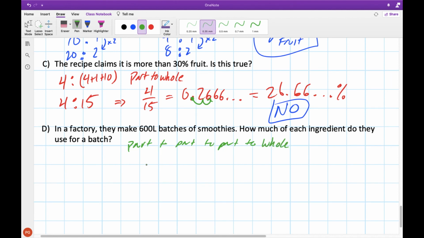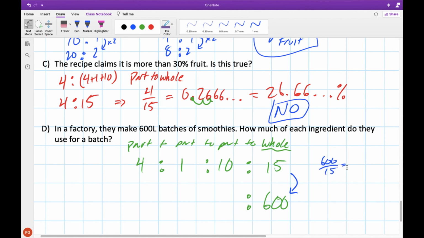So we're going to take our original 3-part ratio, 4 to 1 to 10, and we're going to add one extra part, that's our whole. So this would be 4 plus 1 plus 10, which is 15. So we're comparing each part to the whole. Now what we would like is that this whole is equal to 600, right? We want 600 liter batches, so we want our whole to be equal to 600. So what do we need to multiply to go from 15 to 600? That's the same as asking 600 divided by 15, which if you plug into your calculator, gives us 40. So we need to multiply by 40 here, which means we need to multiply all of these by 40.